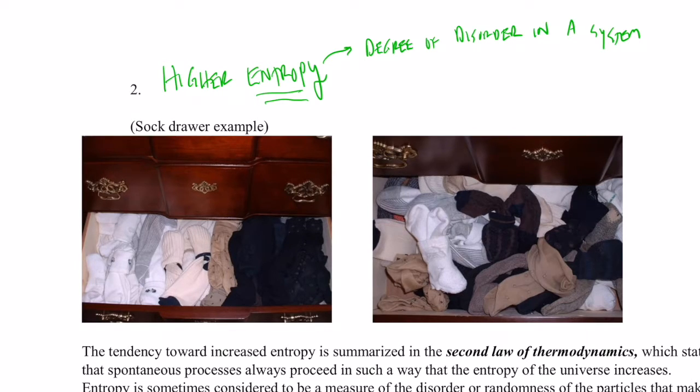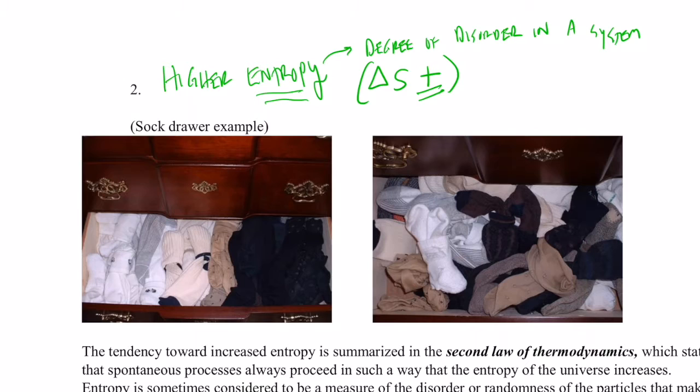So nature goes to a higher entropy. Now the symbol for entropy is S. So the change in entropy is positive. Nature prefers a positive entropy. That means nature will continue to move in a direction where the system becomes more and more disordered spontaneously.